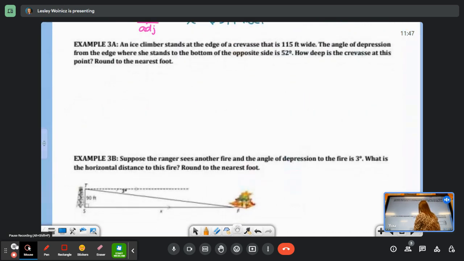Okay, let's do this one. An ice climber stands at the edge of a crevasse that is 115 feet wide. The angle of depression from the edge where she stands to the bottom of the opposite side is 52 degrees. Okay, a crevasse is like a canyon type thing, right? So I've got a little ice climber. She's up here on a little ledge. We know that the ledge or the crevasse is how wide?